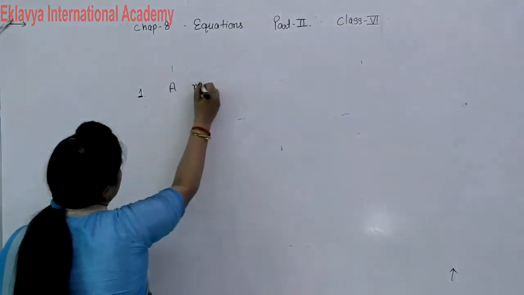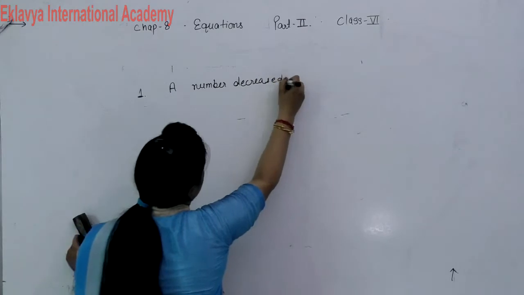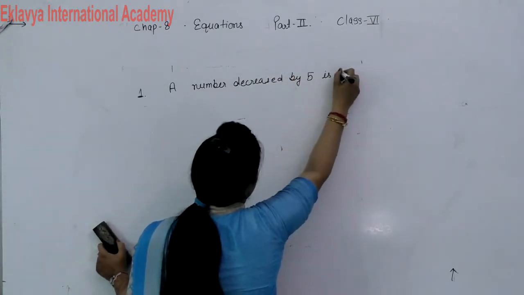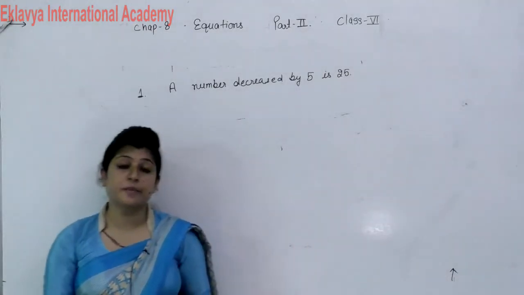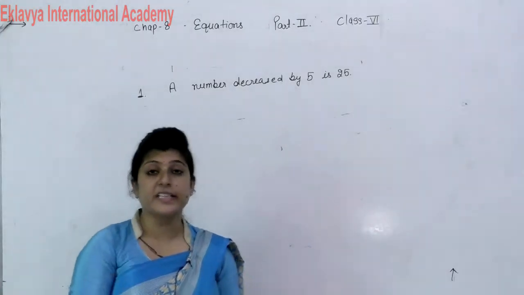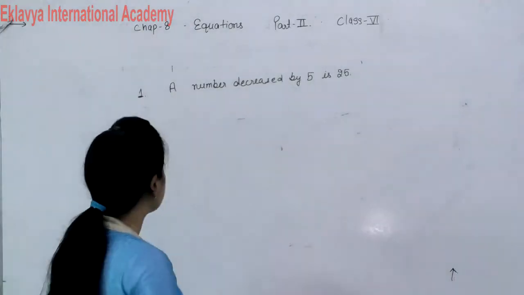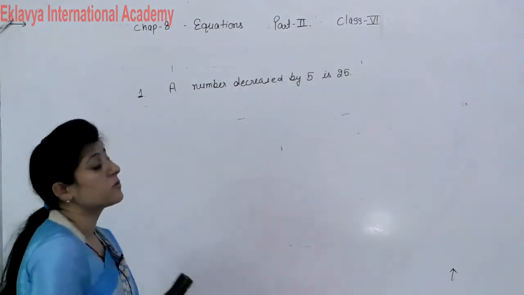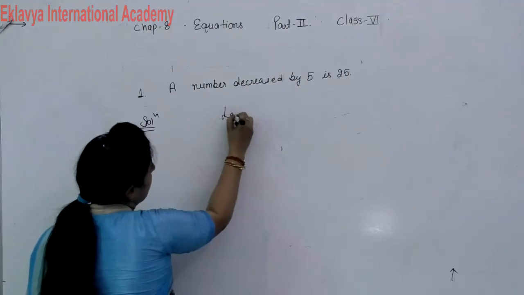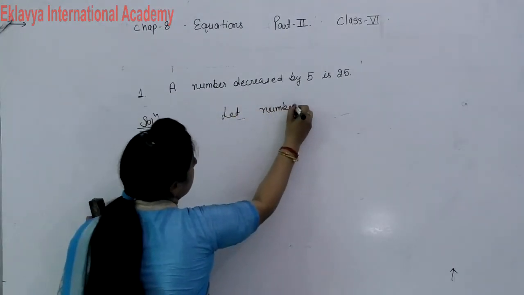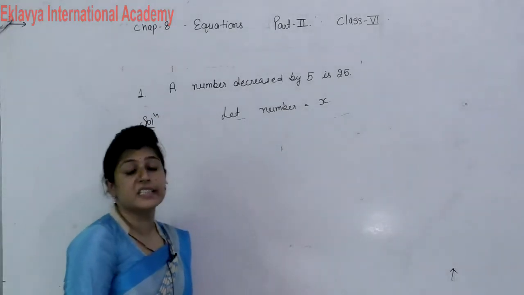Your question is, a number decreased by 5 is 23. Increased by means addition, decreased by means subtraction. We already discussed this in chapter 7, introduction to algebra. We don't know the number. So in the solution we write: let the number be x. Now our question becomes x decreased by 5.